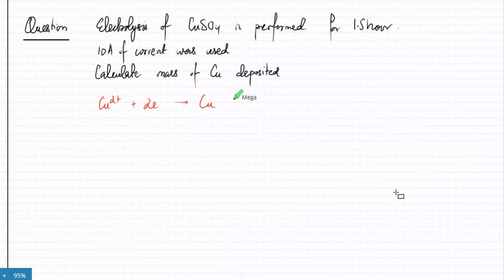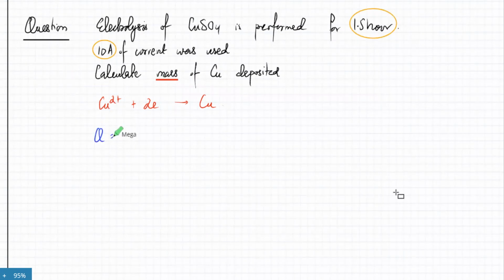So this is all given, and you're supposed to calculate the mass of the copper that's going to be deposited. One thing I can find: what information do I have? I have the time, 1.5 hours, and a current of 10 amperes. Based on that, I can find the total charge that passes through the circuit. So Q can be found.